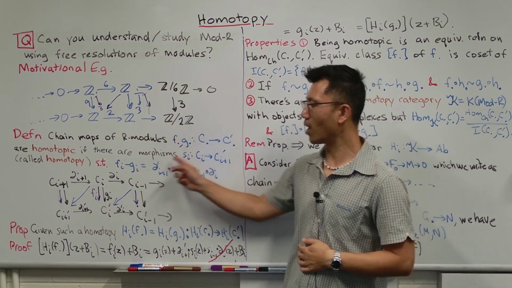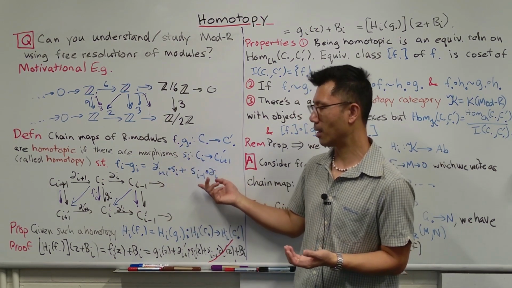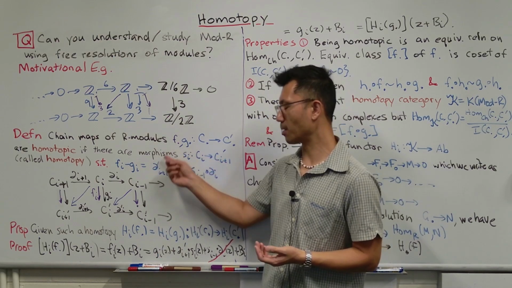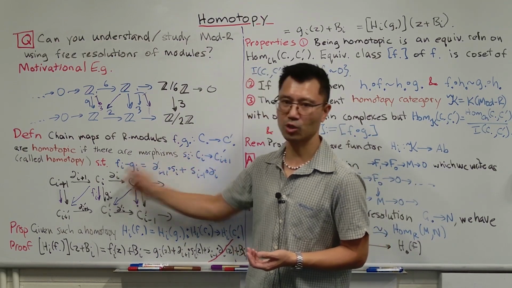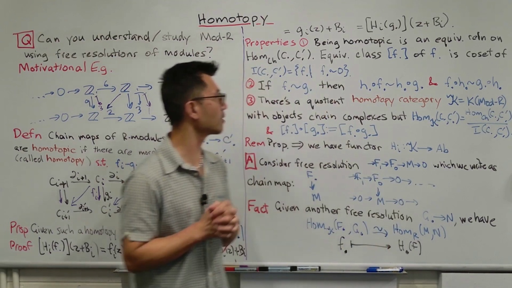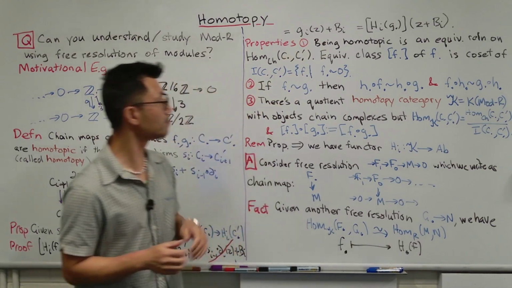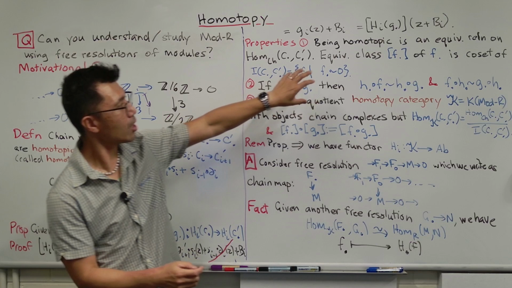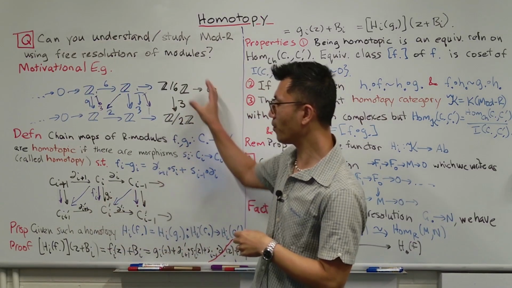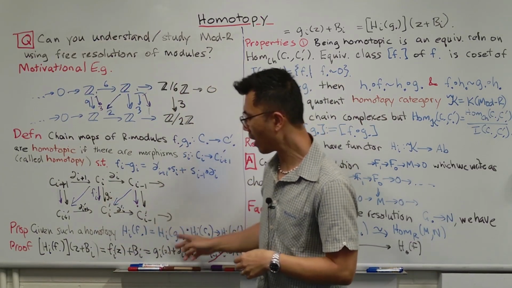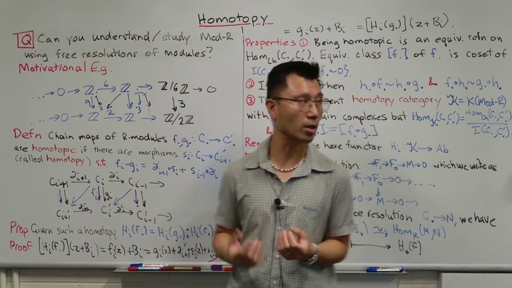And if you look at all of those, that forms a subgroup. And of course, differing by something in that subgroup means that they're homotopic. Okay, so that's the first thing. So you have an equivalence relation on chain maps. And the key point is that if they're equivalent, then they induce the same thing on homology.